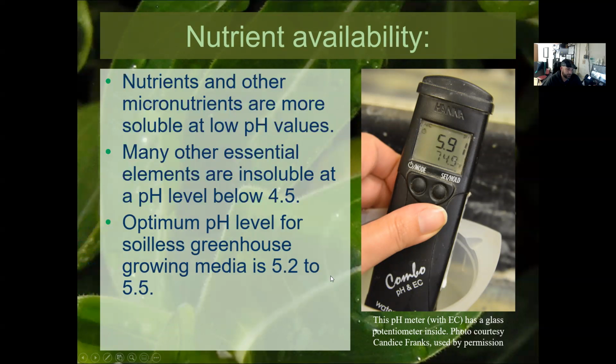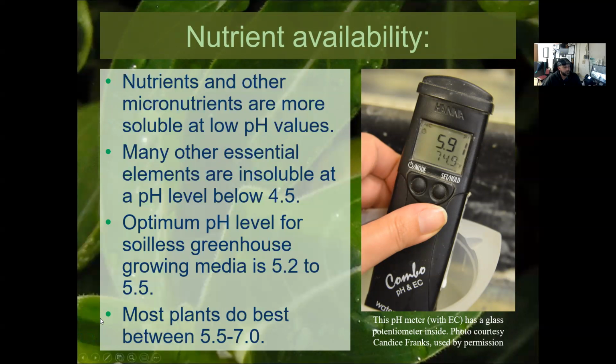An optimum pH level for soilless greenhouse growing media is going to be about 5.2 to 5.5. If you can stay within that range for most things, you're going to do okay. Some things you're going to want a little bit more into that 6.0 range. But if you can stay at 5.2 to 5.5, then you're going to be just fine. Most plants do best between 5.5 and 7.0. Honestly, I think you can keep it between 5 and 7.0 and you'll be totally fine.